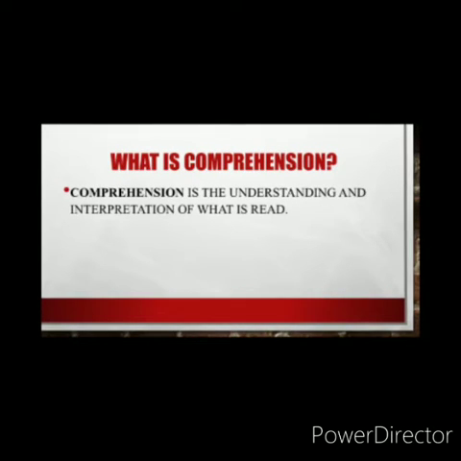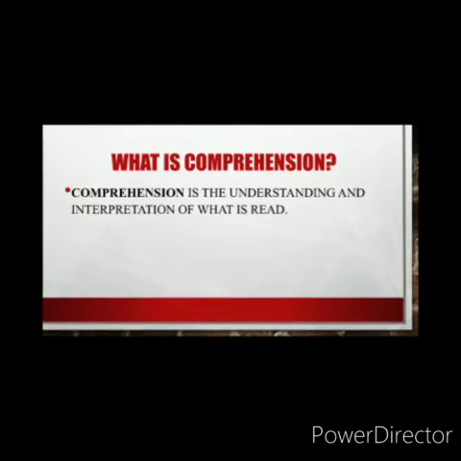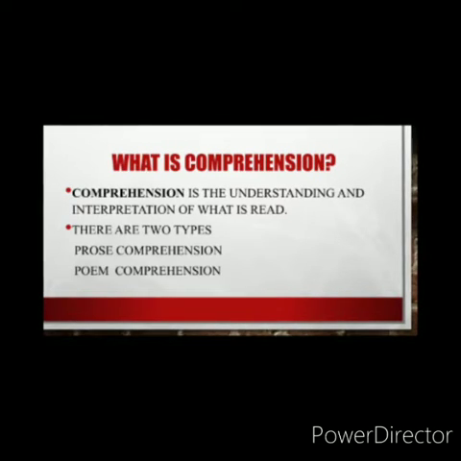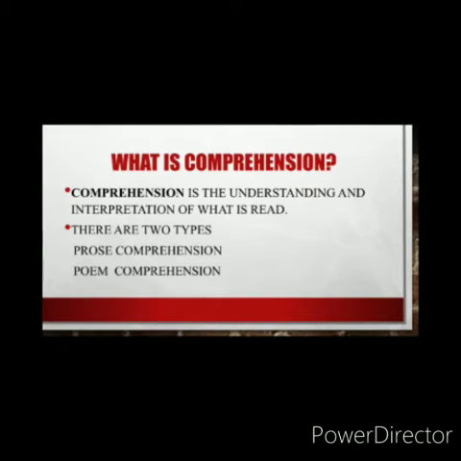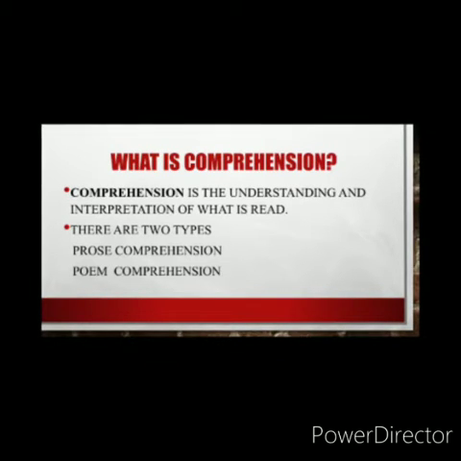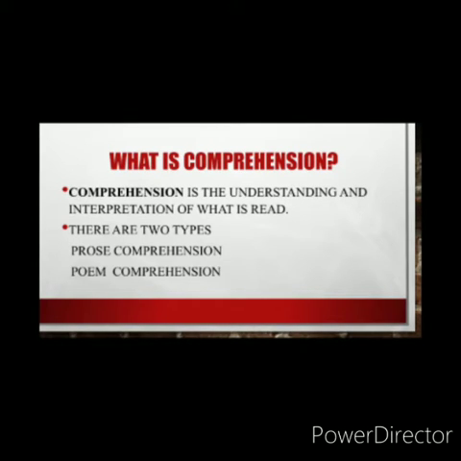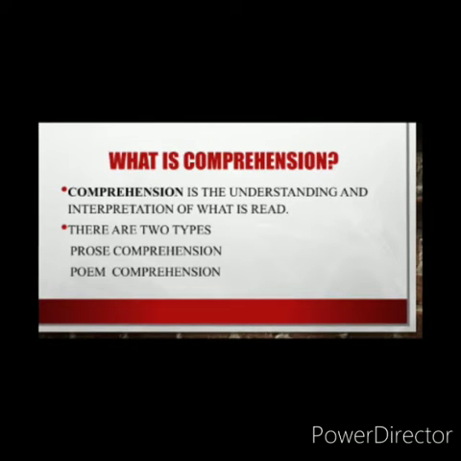The way you interpret what you read is called comprehension. This comprehension is of two types: prose comprehension and poem comprehension. Prose comprehension means prose is about the story. Poem comprehension means it's about a poem that we read.